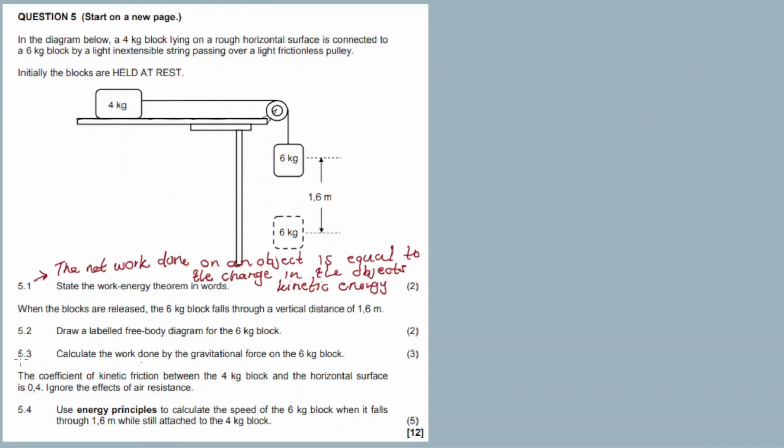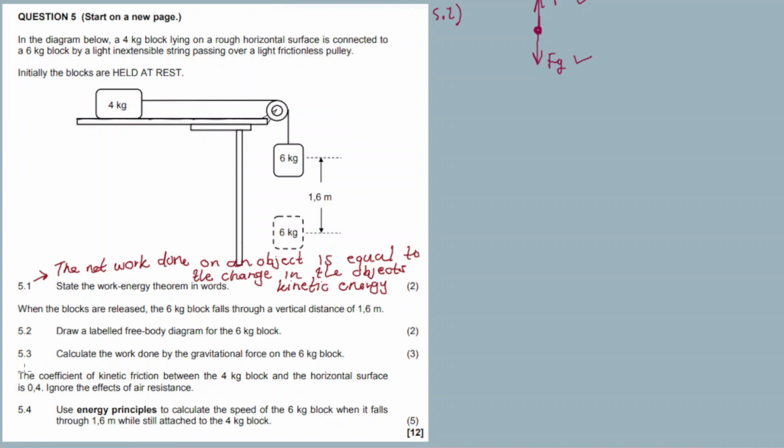This is important. Now 5.2: draw a labelled free body diagram for the 6 kg block for 2 marks. On the 6 kg block, we experience a tension force upward and a gravitational force downward. So that's 1 mark and 2 marks. That's the free body diagram for the 6 kg block.